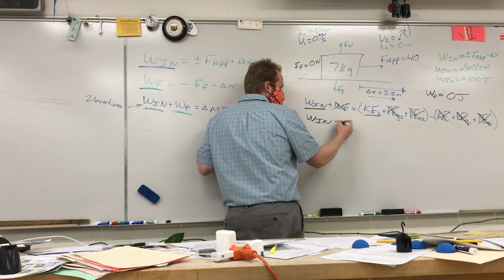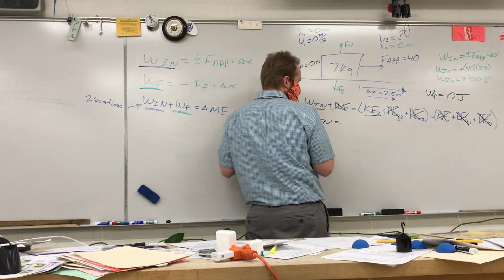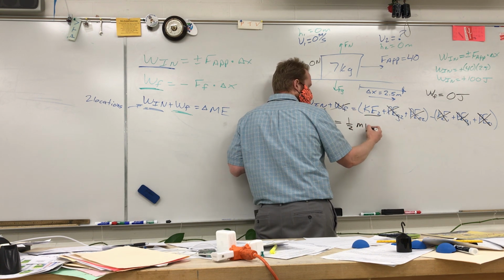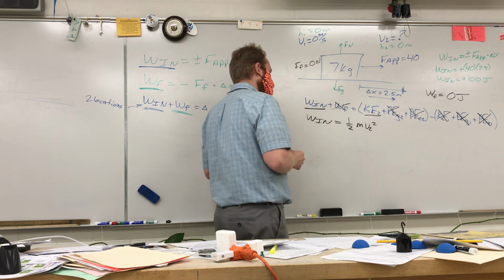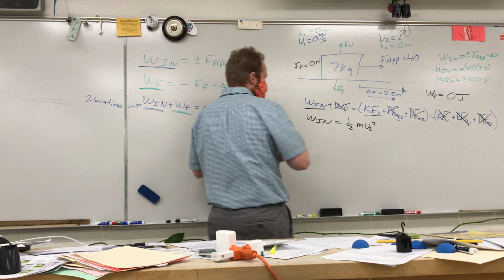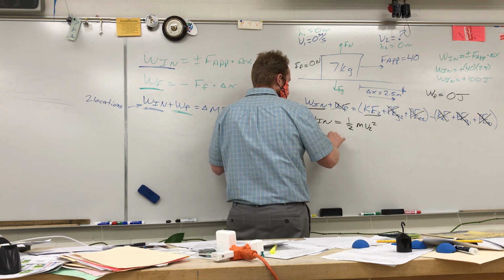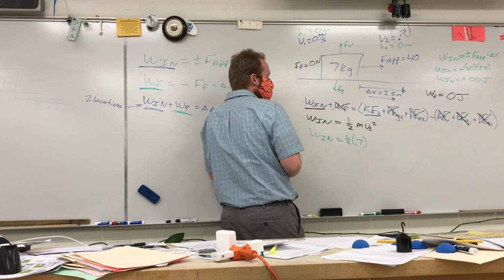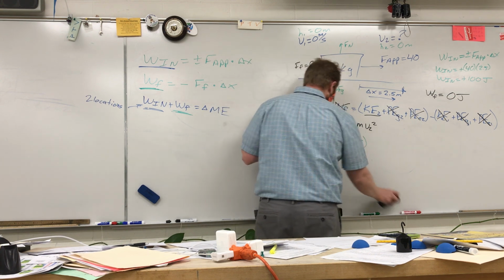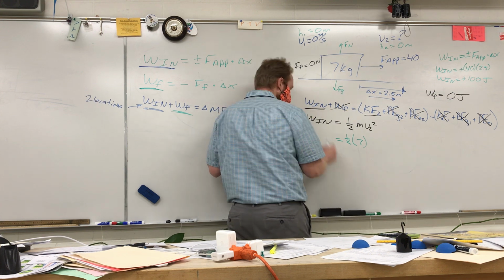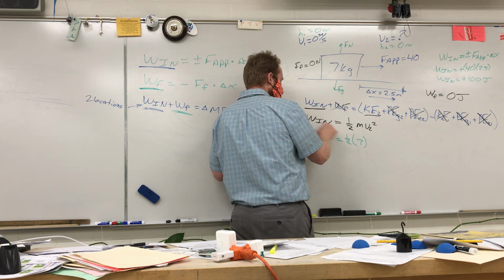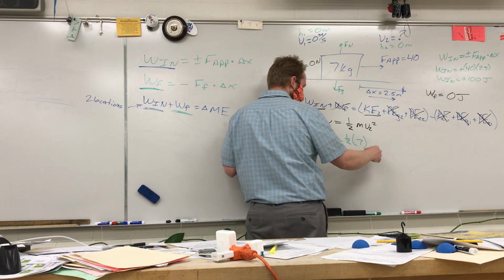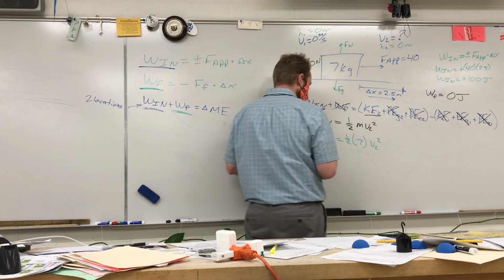Before I plug in numbers, I'm going to do one last expansion. KE2 is 1/2 m v2 squared. My work in is equal to 1/2 the mass of my object, 7, times, oops, we have a number here, that should be a number. My work in is positive 100, which is equal to 1/2 the mass of 7 times V2 squared.